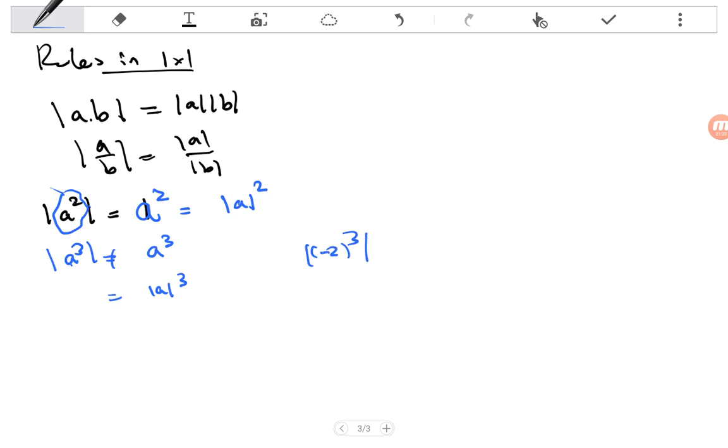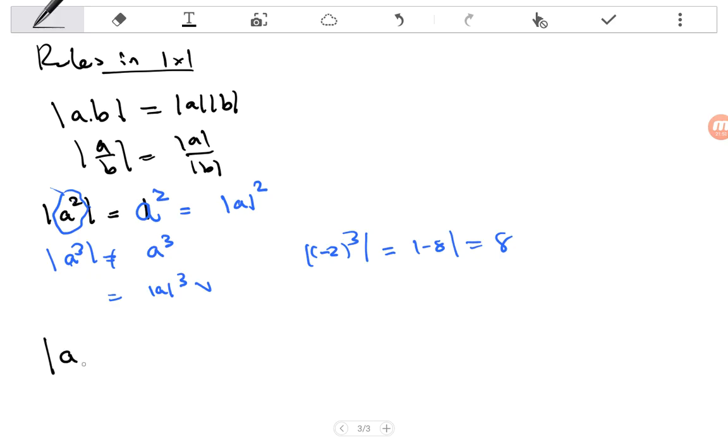So negative 2 all cubed will be negative 8, and all in the absolute, so that will be 8. So the result will be positive in this case, so that is correct. That is also correct, because the result will always be positive in this case.